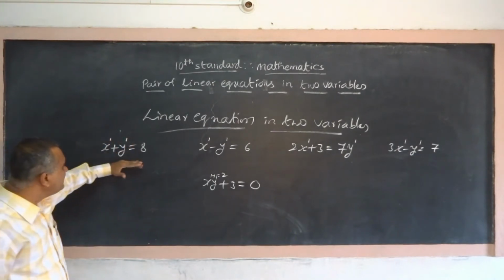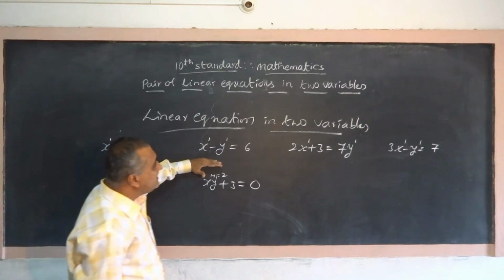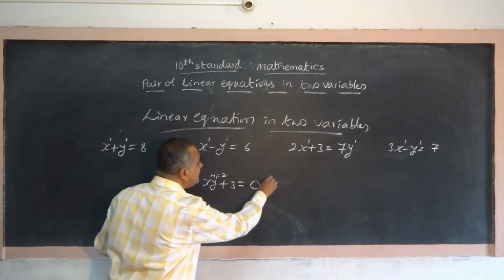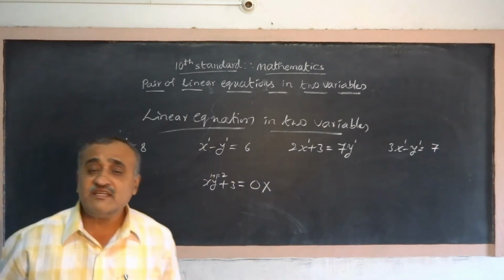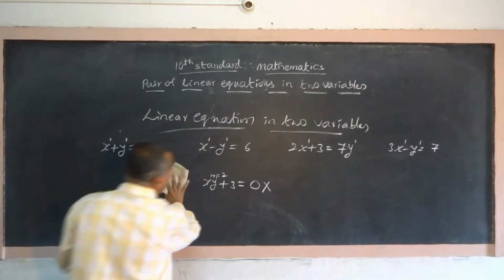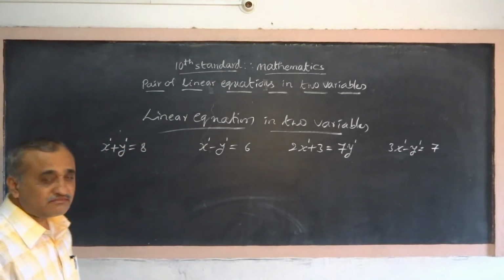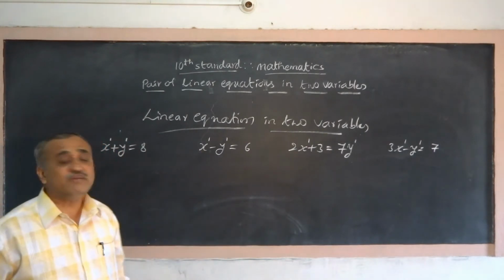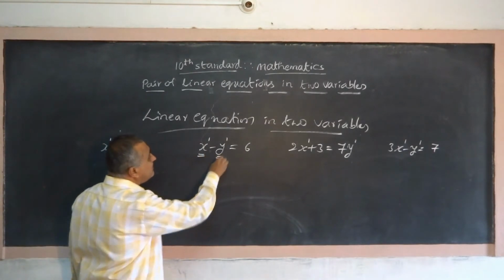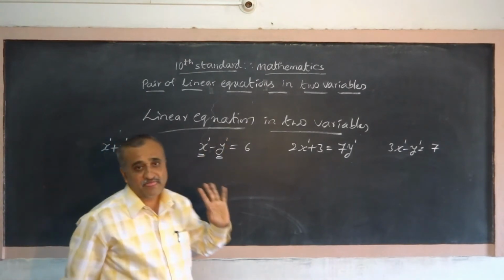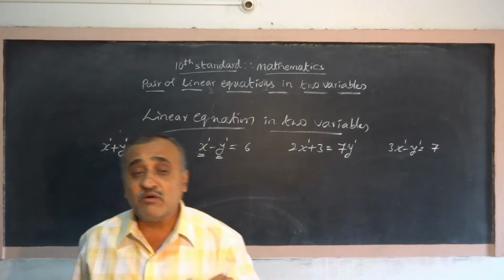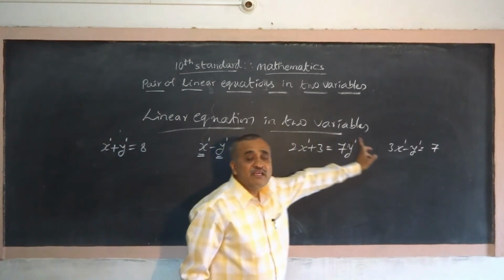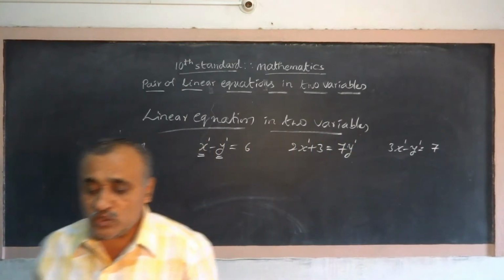So this is a linear equation. This is a linear equation. This is not a linear equation. If it is not a linear equation, now let us consider the linear equations. In all these linear equations, there are two variables where the highest power is 1. There are two variables, and what is their highest power? It is 1. What do we call this? Linear equations in two variables.